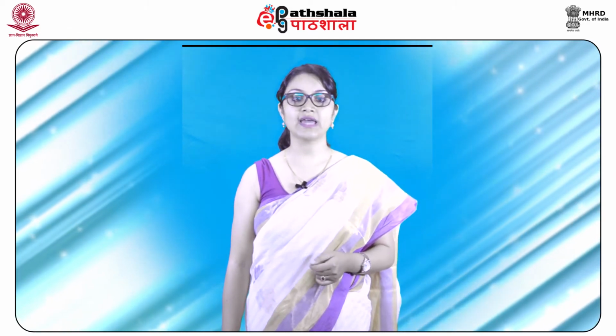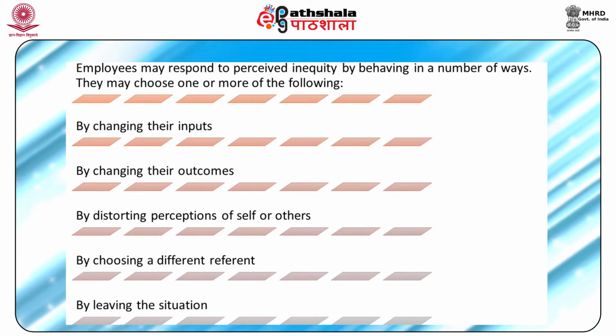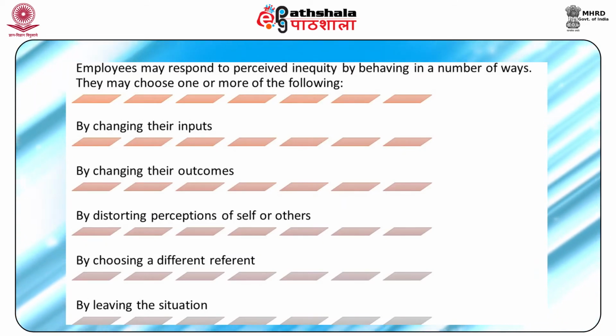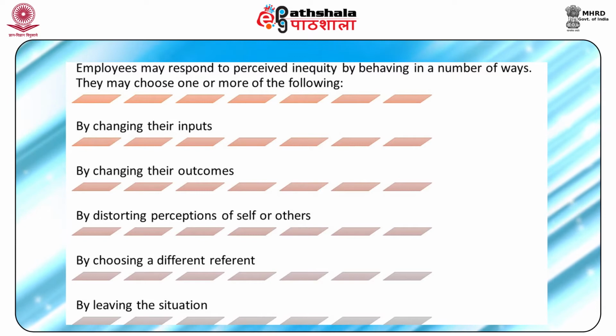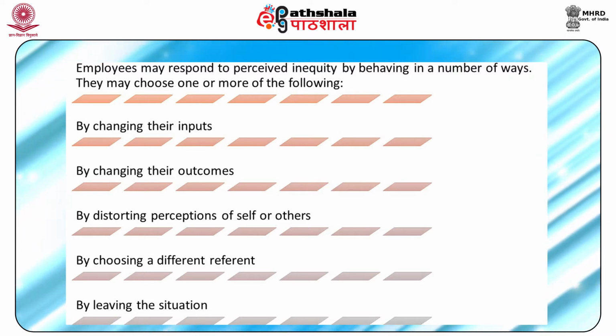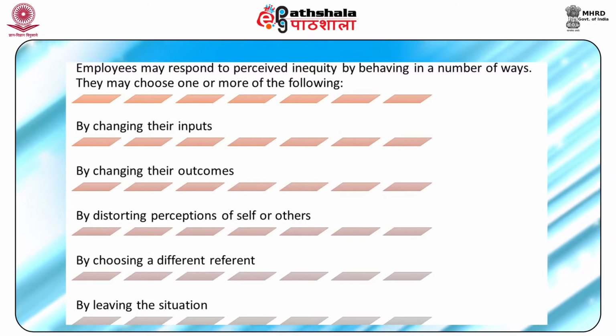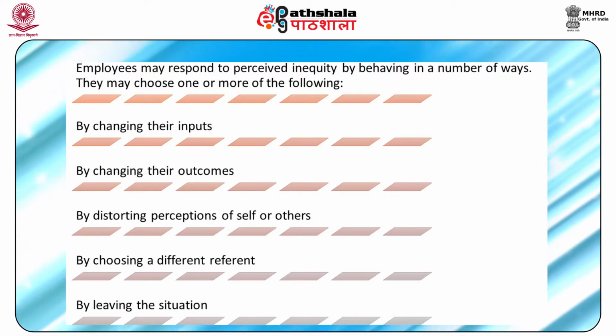Now, talking about actions taken to eliminate inequity. Employees may respond to perceived inequity by behaving in a number of different ways. They may choose one of many factors, like by changing their inputs. Second can be by changing their outcomes. Third, by distorting perceptions of self or others. Fourth, by choosing a different referent. And fifth, by leaving the situation.